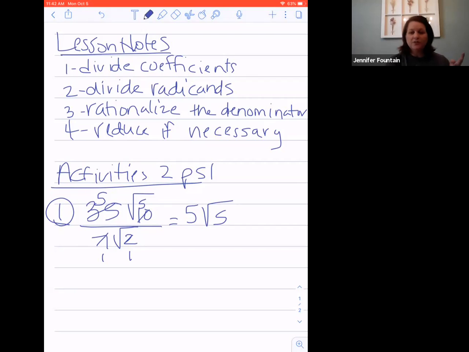Step 4, reduce if necessary. I know I don't have to reduce coefficients. There's nothing that I have to do there. My radical is the square root of 5. That is a prime factor, so I know it's done. So I circle my answer. On this problem, this is considered showing your work. I just wrote the problem, I showed what could cancel, and I wrote the answer. Okay?